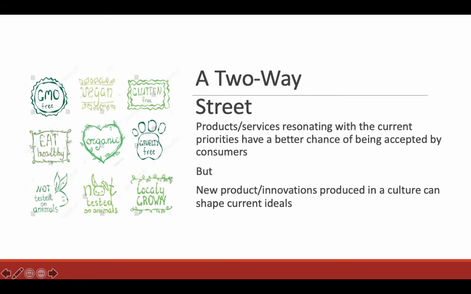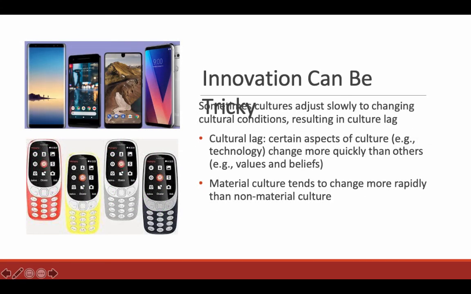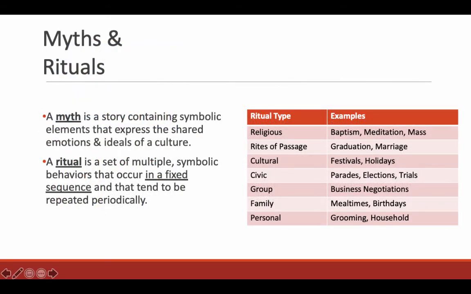Products do well when they work to serve what the culture wants, but just realize also that new products, innovations, things that are new can shape current ideals and change things. What I mentioned originally, some inventions weren't accepted: cultural lag. Some aspects of culture change more quickly than others, and sometimes people are not willing to accept it. Every country, I think, has that a little bit. We have it a little bit less now than we did before, and less compared to other cultures. But just realize material culture tends to change and update much more rapidly than non-material culture.